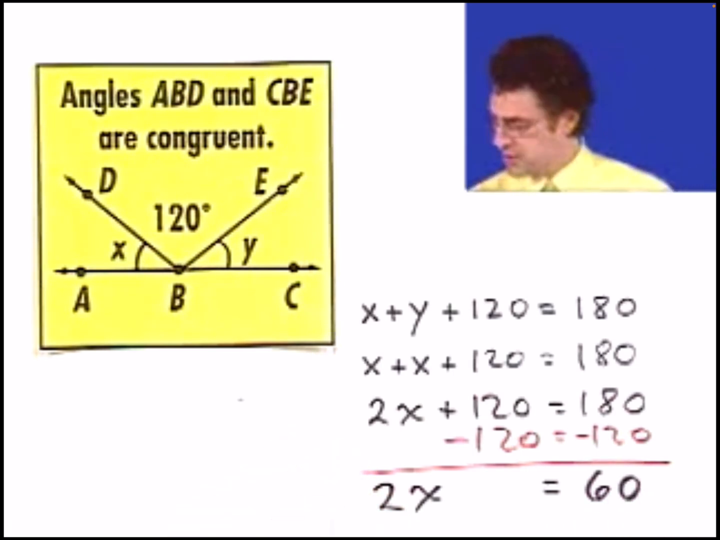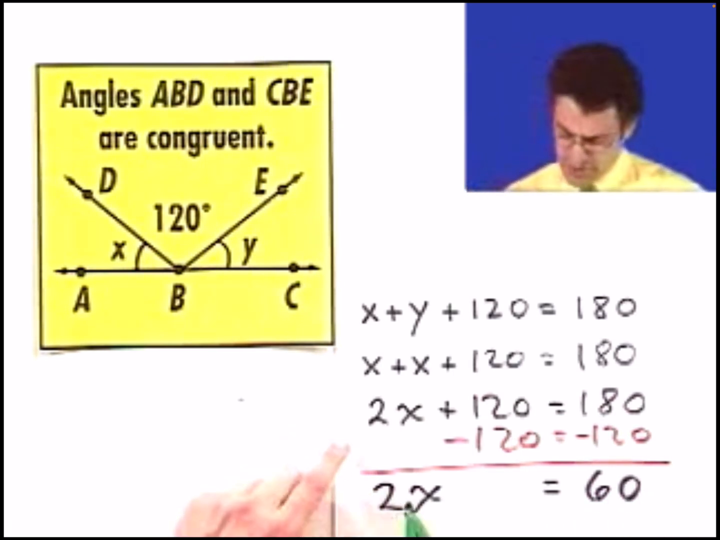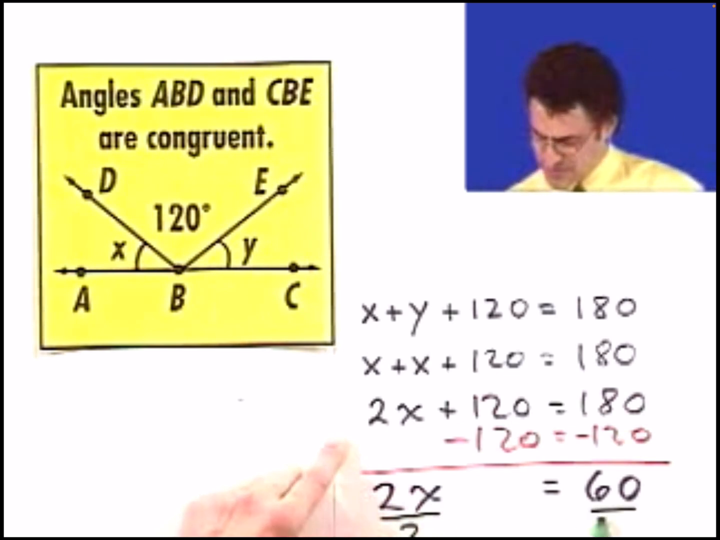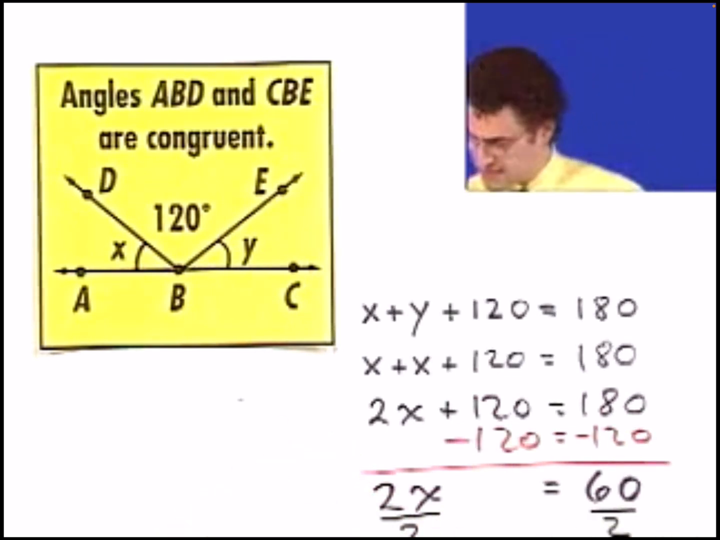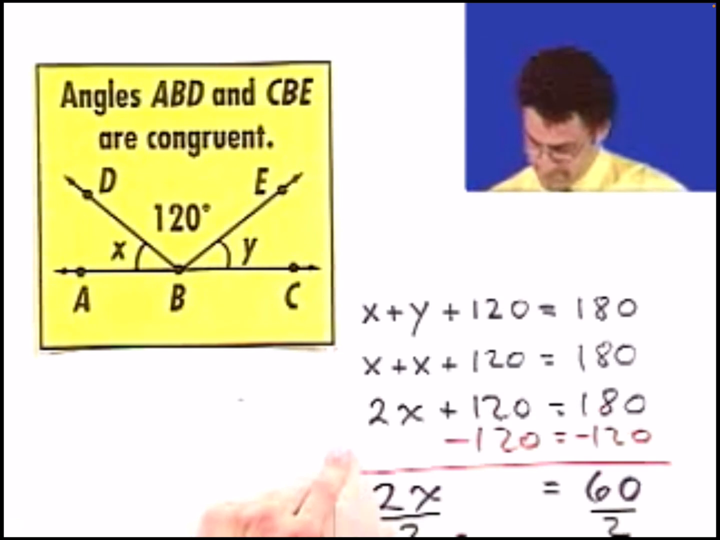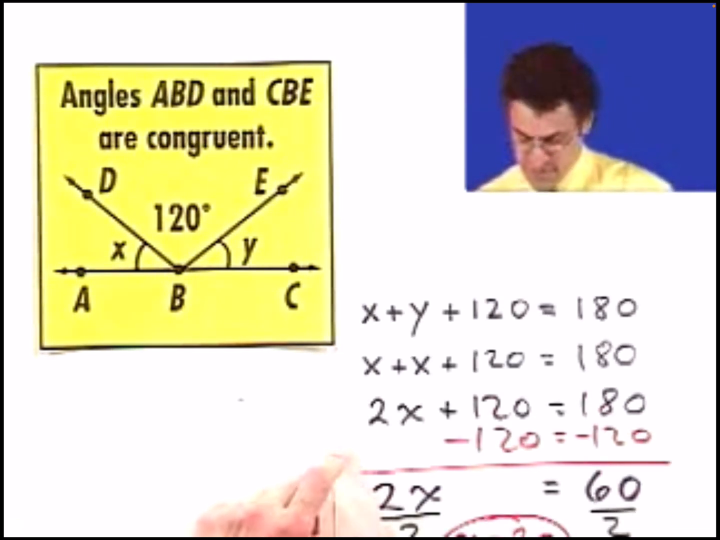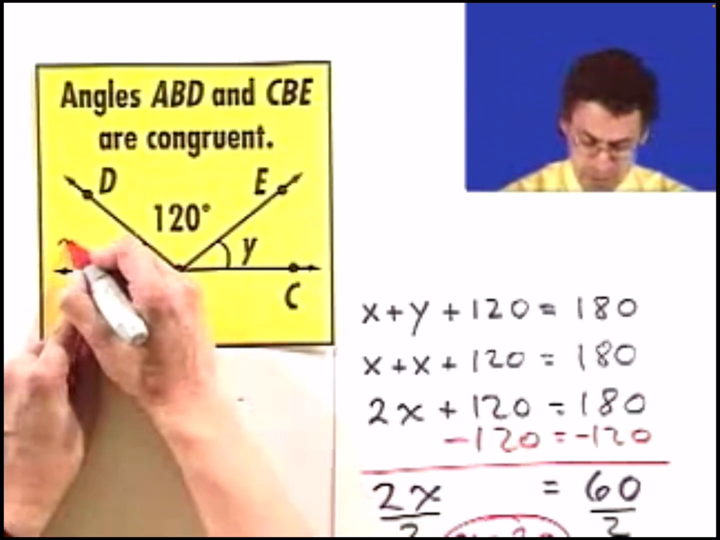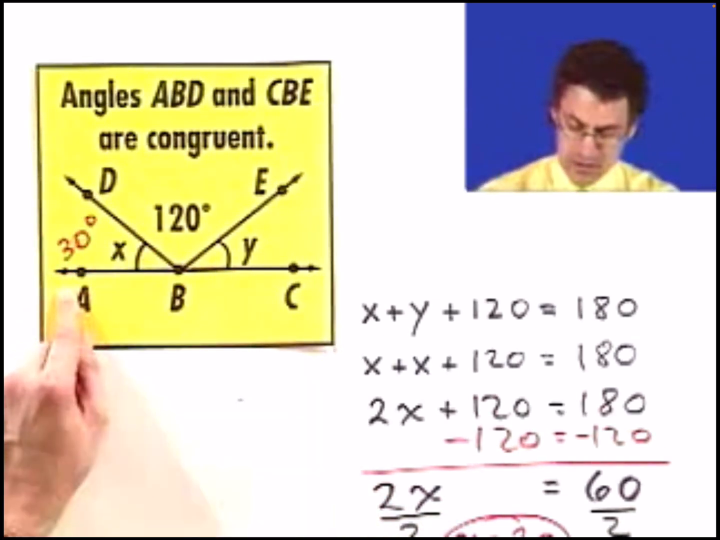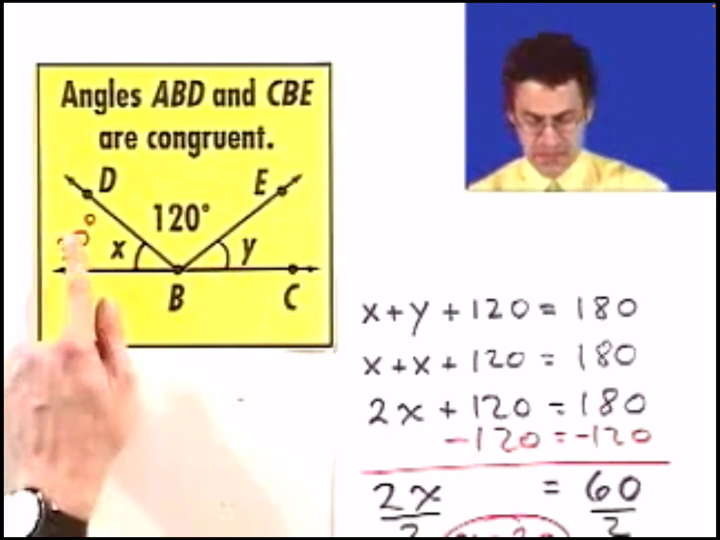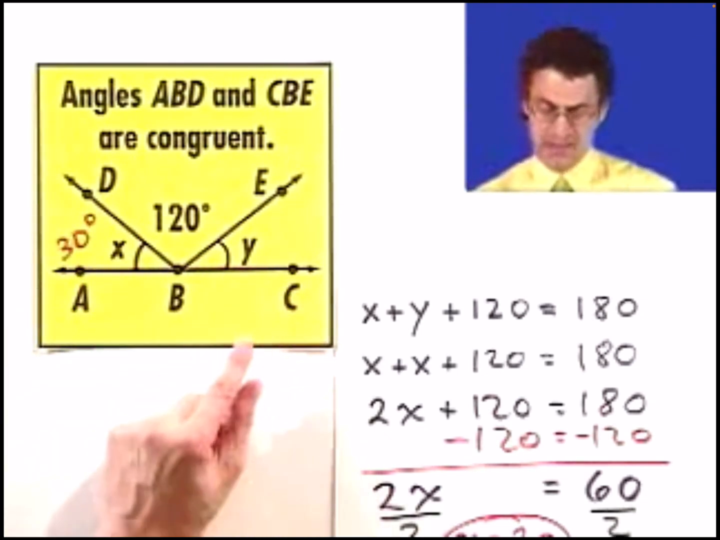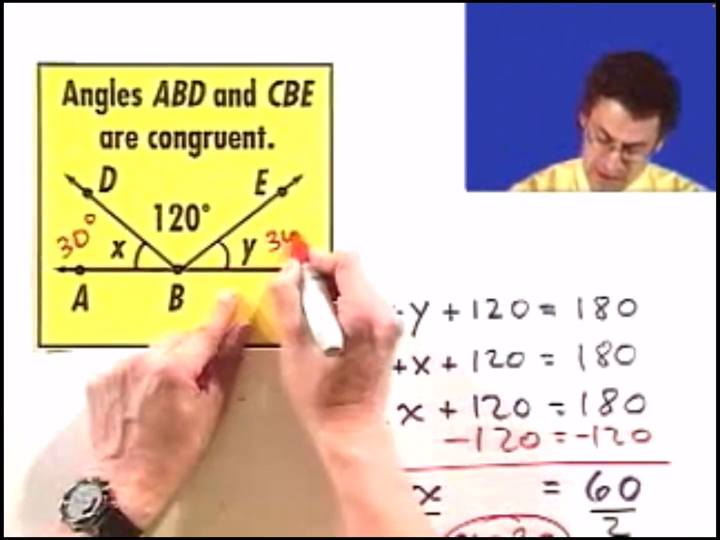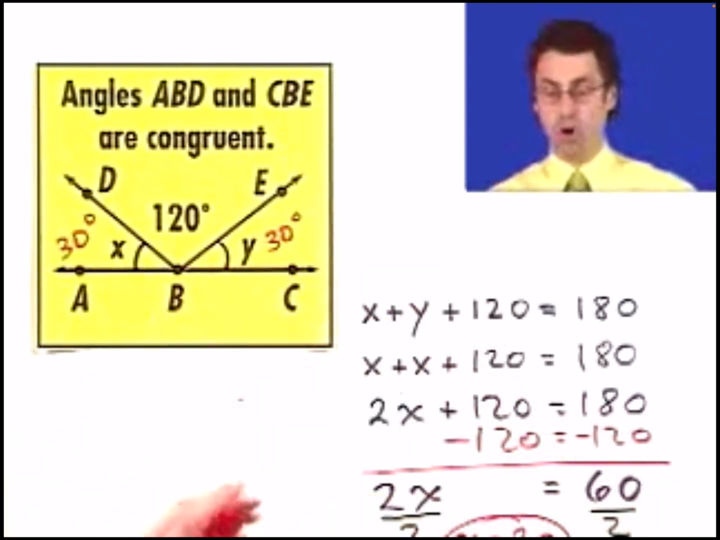To undo the multiplication of 2 in front of the x, I divide both sides by 2, and I discover that x equals half of 60, which is 30. So that means that x here must be 30 degrees. Well, if x is 30 degrees and this angle is congruent to this angle, that means that y has to be 30 degrees as well. And we've just found the measures of all the angles.